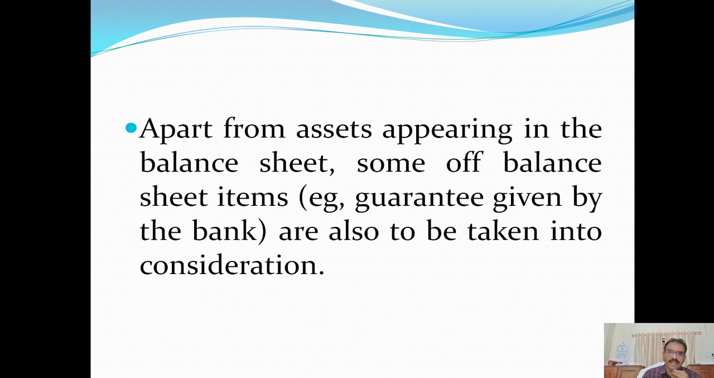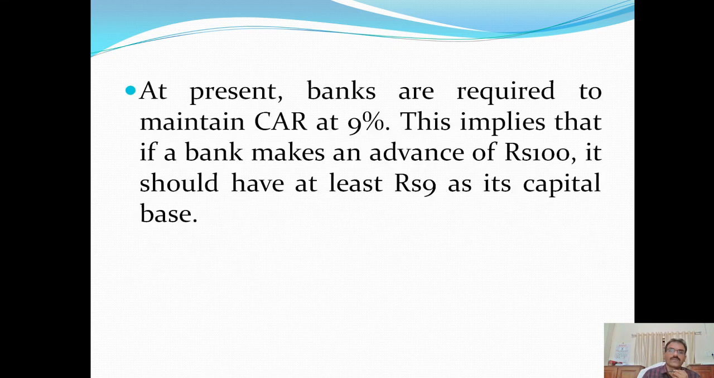Apart from assets that appear in the balance sheet, some off-balance sheet items, such as guarantees given by the bank, are also to be taken into consideration. Loans and advances will appear in the balance sheet. Off-balance sheet items, meaning items given outside the balance sheet, should be taken into consideration for the purpose of calculating CAR, capital adequacy ratio.